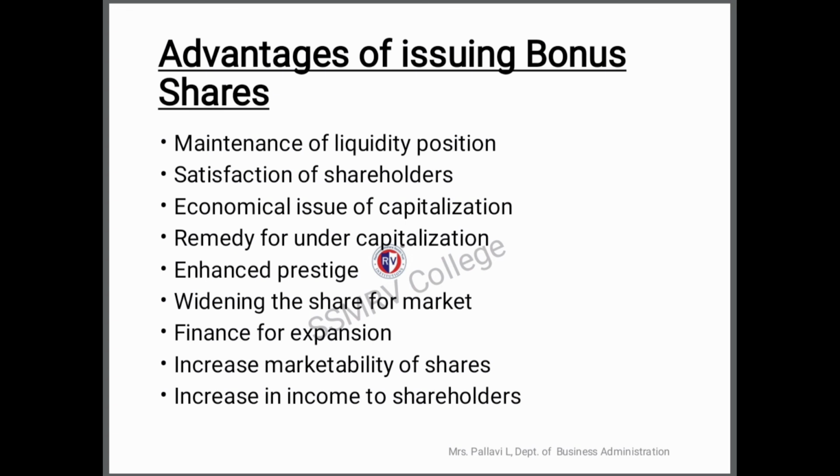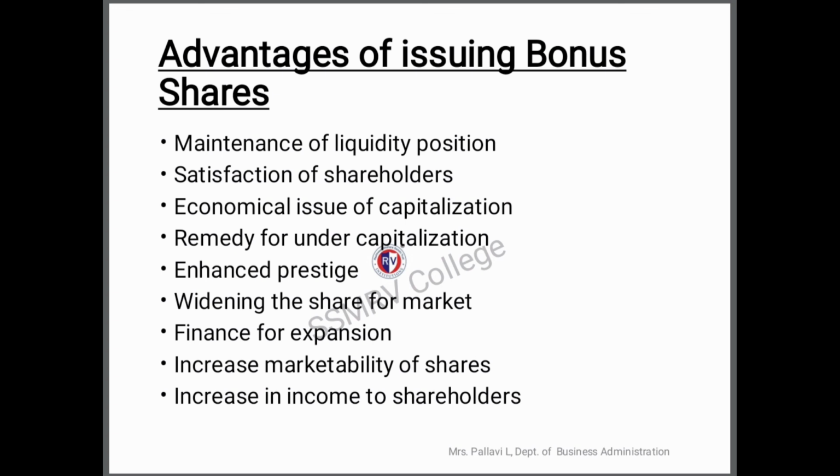And the next point is widening the share market. Okay, a company which is interested in the wider ownership of its shares can always issue bonus shares. It's a very good advantage for the company. And the next advantage is finance for expansion. By issuing bonus shares, the expansion and modernization programs of a company can easily be financed. Okay, it's a very good advantage for a company.